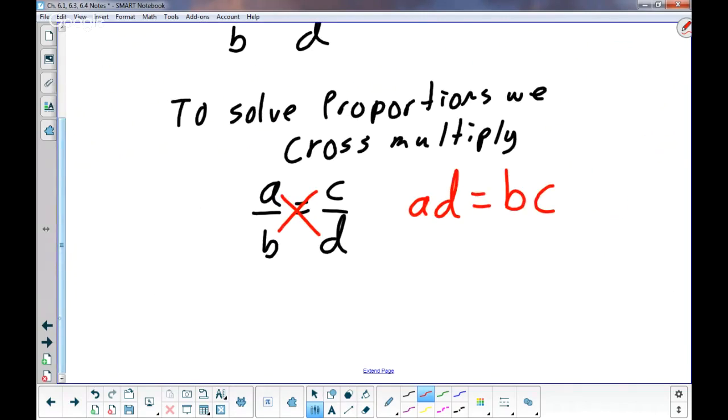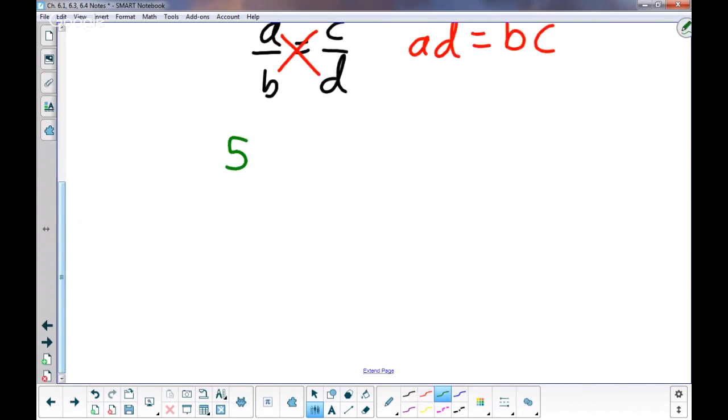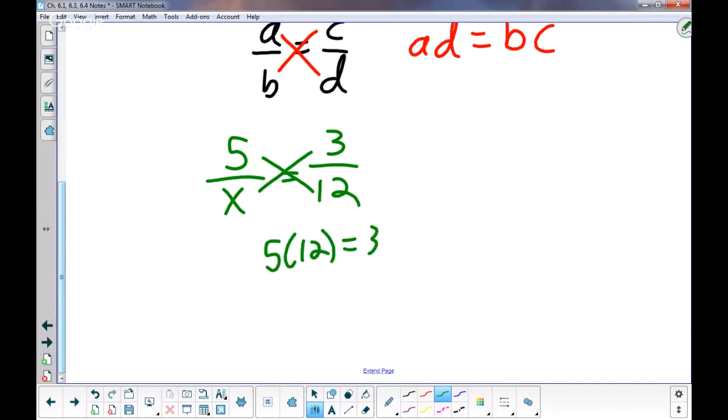Right? So we could have something, for example, 5 over x equals 3 over 12. And we want to solve for x. What is 5 over x equal to 3 over 12? And so we can cross multiply, and we get 5 times 12 equals 3 times x. And we get 60 equals 3x. So x here, in this case, equals 20. And that would be my answer.